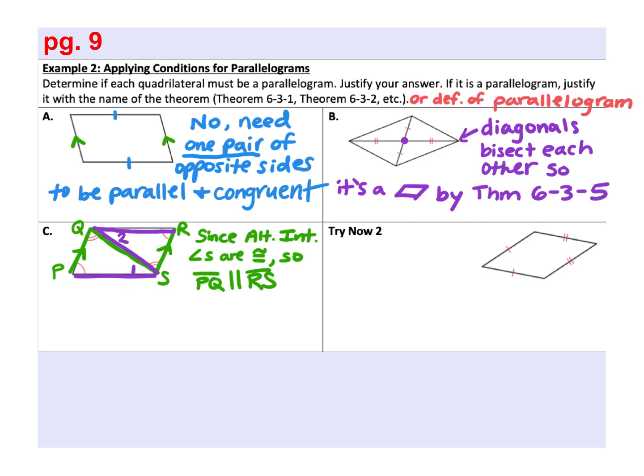Well, notice though that also there are two triangles in this picture. Each of the triangles, PQS and RQS, involve angle 1 and angle 2. So angle 1 has to be congruent to angle 2 by the third angles theorem.